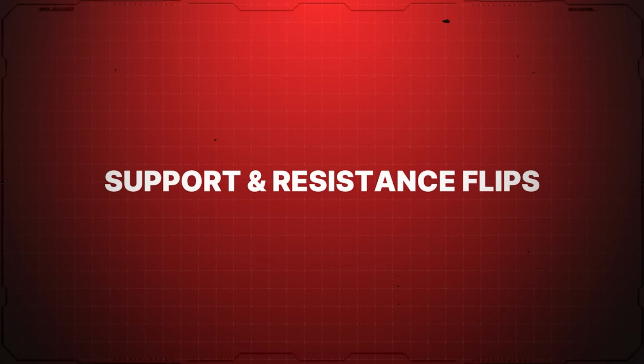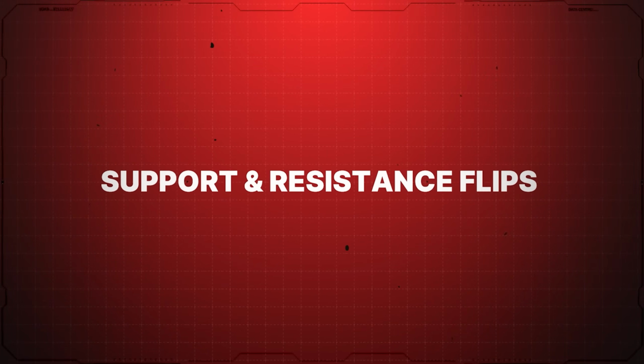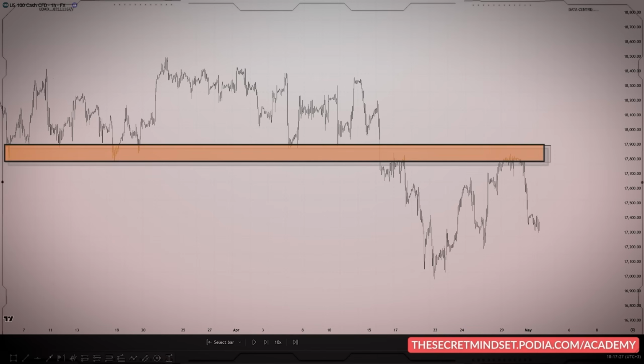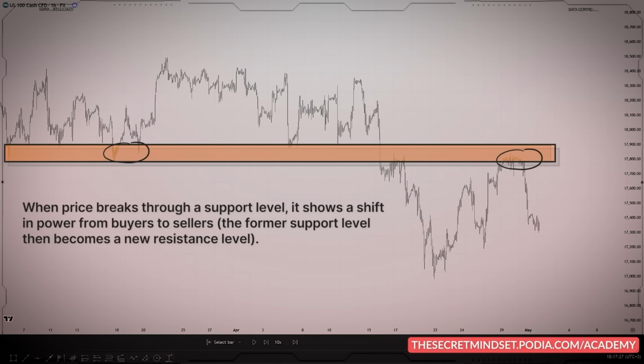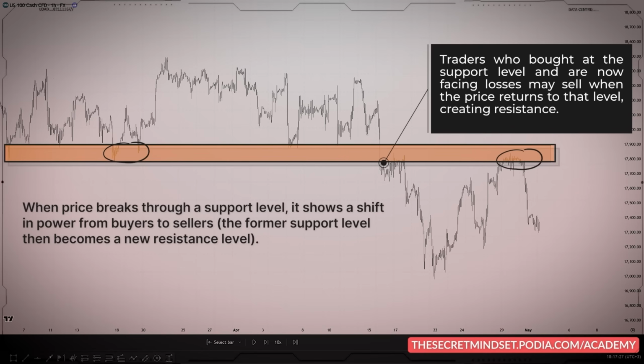Now let's talk about support and resistance flips. When price breaks through a support level, it shows a shift in power from buyers to sellers. The former support level then often becomes a new resistance level. This happens because traders who bought at a support level and are now facing losses may sell when the price returns to that level, creating resistance.